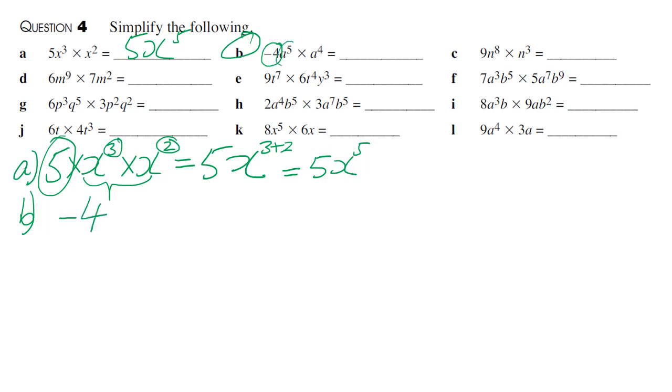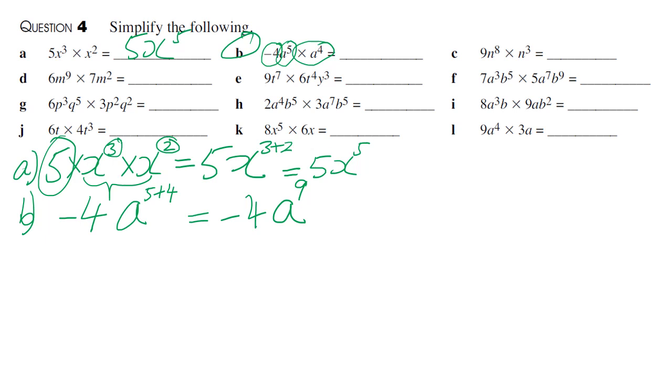Now let's look at this a to the power of 5 times a to the power of 4. What would that become? Well, that becomes a to the power of 5 plus 4, which means my answer will be negative 4 times a to the power of 5 plus 4, which is just 9. So it's negative 4 a to the power of 9.